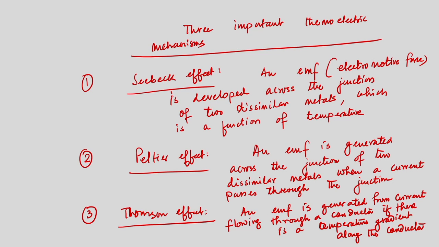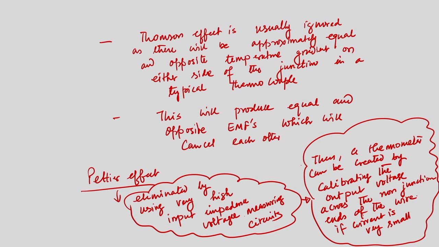So this is the effect we are using to measure the temperature, and to understand that we need to know three important effects: the Seebeck effect, the Peltier effect and the Thomson effect. These three effects we studied at the 10+2 level, but today I have recapitulated them. We have discussed that the Thomson effect is usually ignored because the EMFs produced are equal and opposite, and they cancel each other. Peltier effects can be eliminated by considering high input impedance voltage measuring circuits.